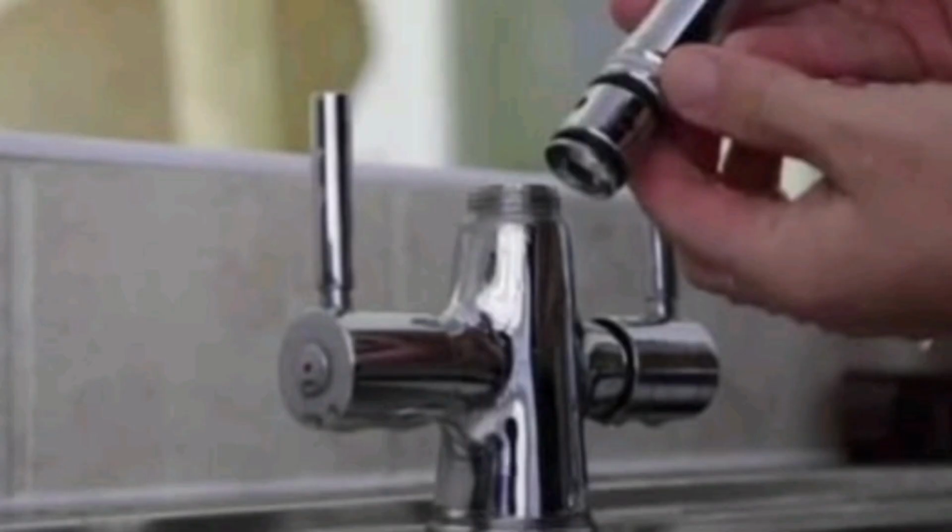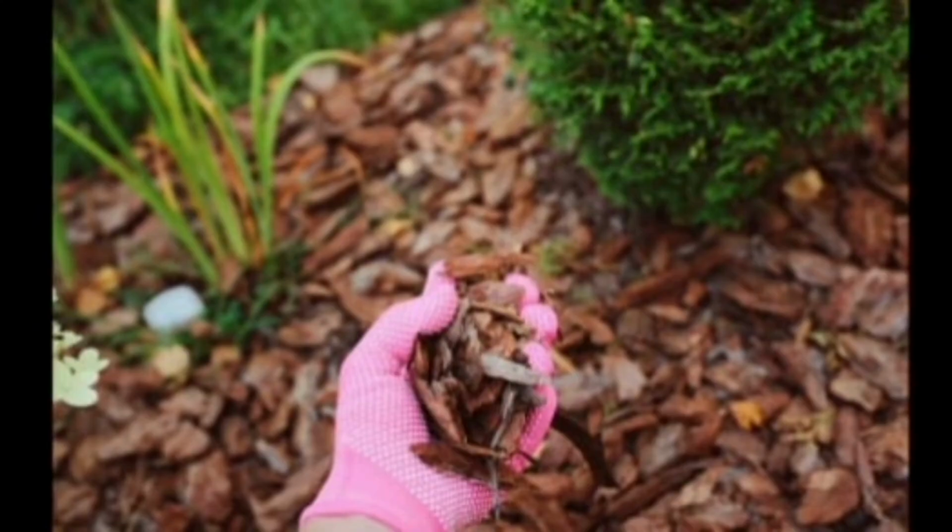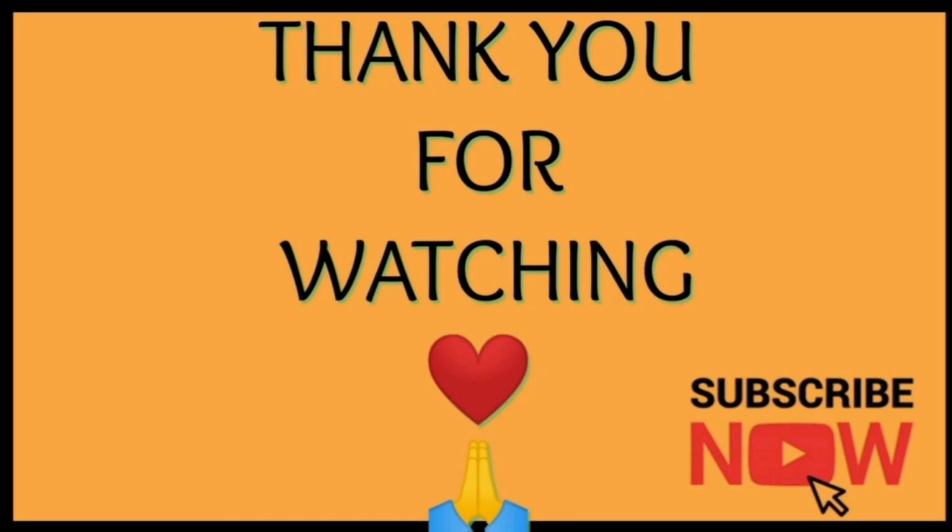Number 2, replace dripping faucets by replacing washers. Number 3, check all plumbing for leakages and get the faulty repaired by a plumber. Number 4, take a bath by a bucket rather than a shower. Number 5, use mulch to retain water in the soil. That was information for today's speech.